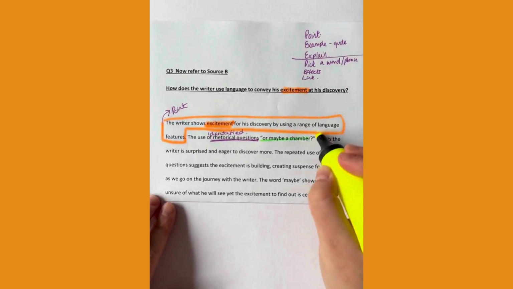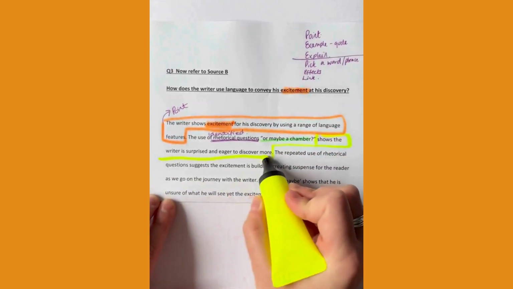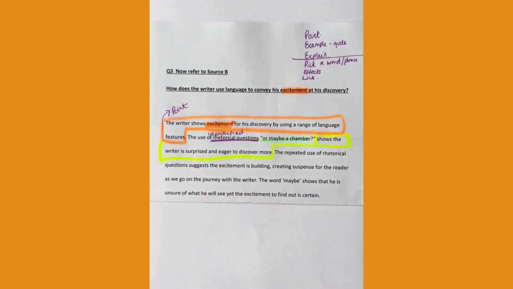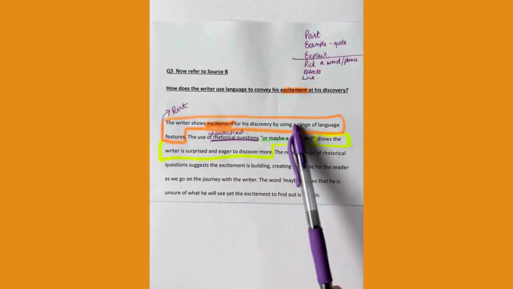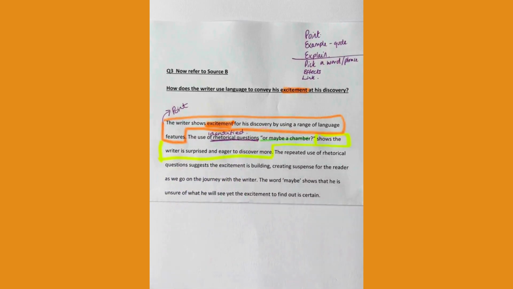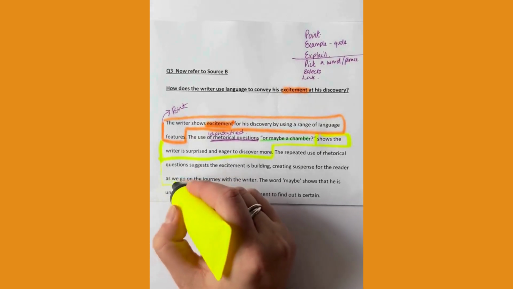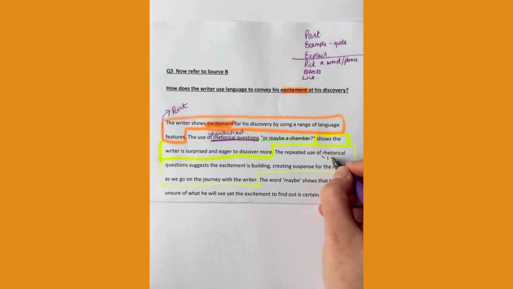And then I've got my explain. So the use of rhetorical questions, or maybe a chamber, shows the writer is surprised and eager to discover more. So I have explained how my quote shows my point. I've said that he's showing excitement. I've then given some evidence for that, but I need to explain how that shows excitement, which is what I've done here in my explain. I then go on to explain it a little bit more. The repeated use of rhetorical questions suggests that excitement is building, creating suspense for the reader as we go on the journey with the writer. So a little bit more explained there. Again, I've referenced and identified the technique.